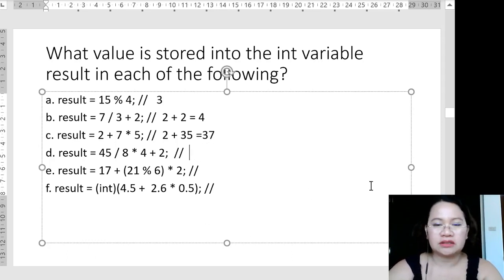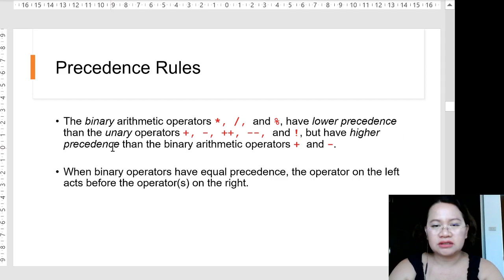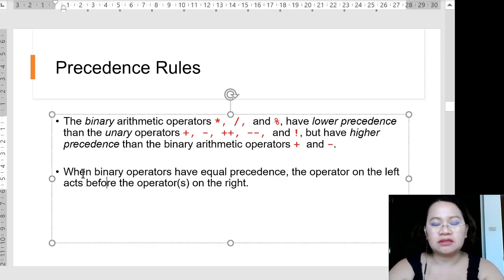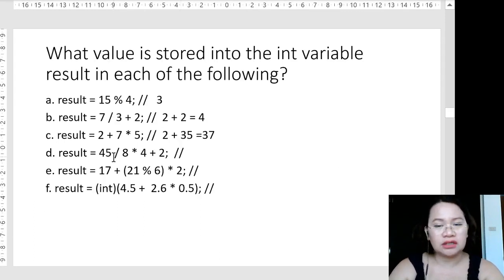37. Next, you have 45 divided by 8 times 4 plus 2. So, based on the precedence table, division and multiplication are of the same level. But based also on the slide here, slide 45, it says that when binary operators have equal precedence, then the operator on the left acts before the operator on the right. So, since the division is written first before the multiplication, then we'll do the division first.